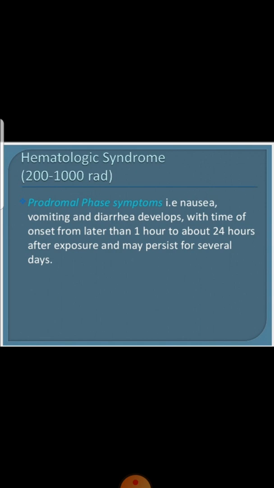What can be the signs and symptoms? That is also very important. The patient will start experiencing the mild symptoms of the prodromal period within a matter of a few hours, and it can persist for several days. The latent period can extend as long as 4 weeks, and the patient will start feeling well, and there will be no obvious signs of illness in this period.